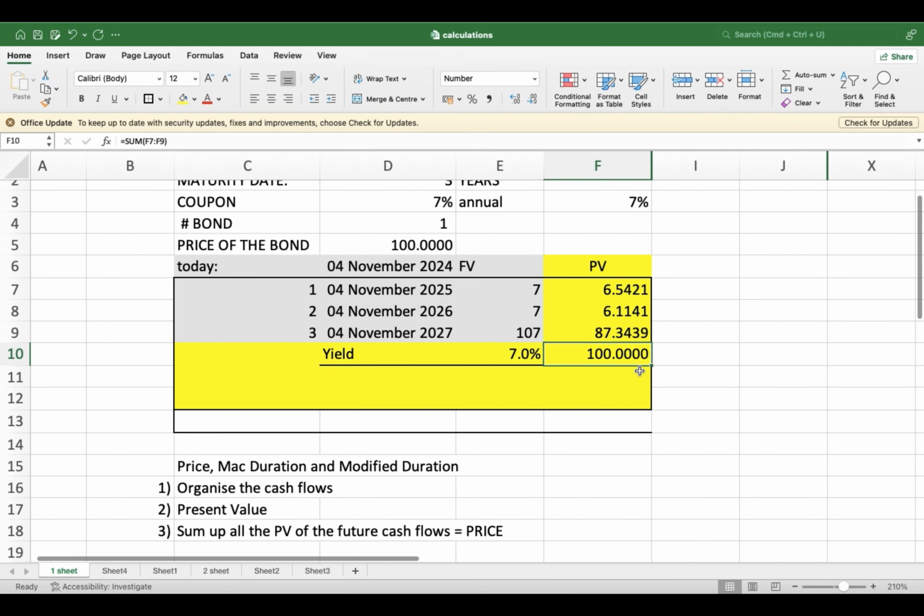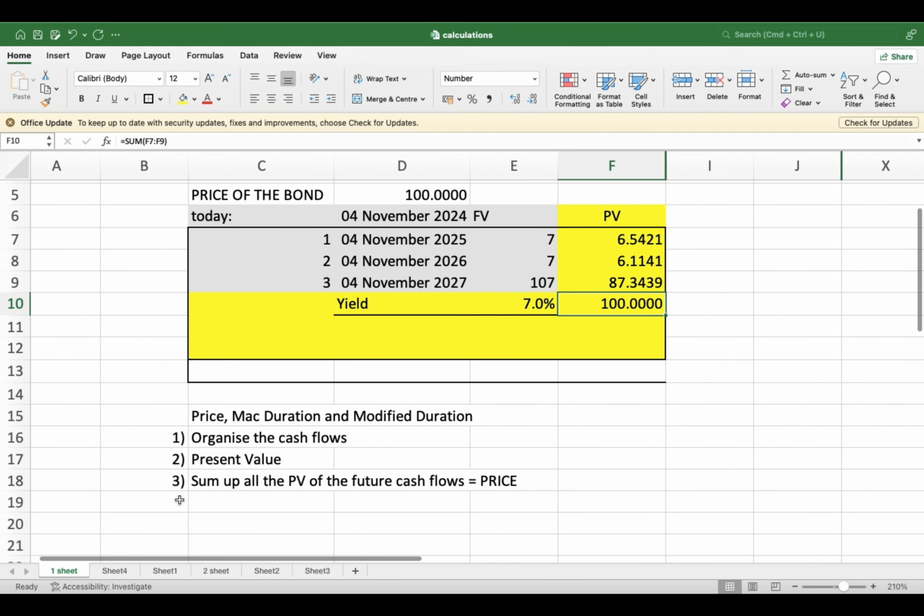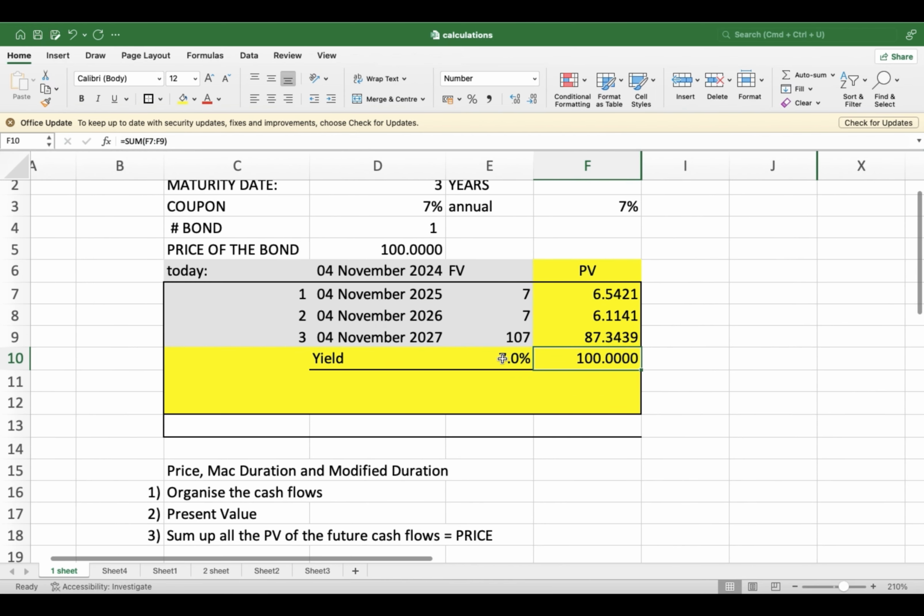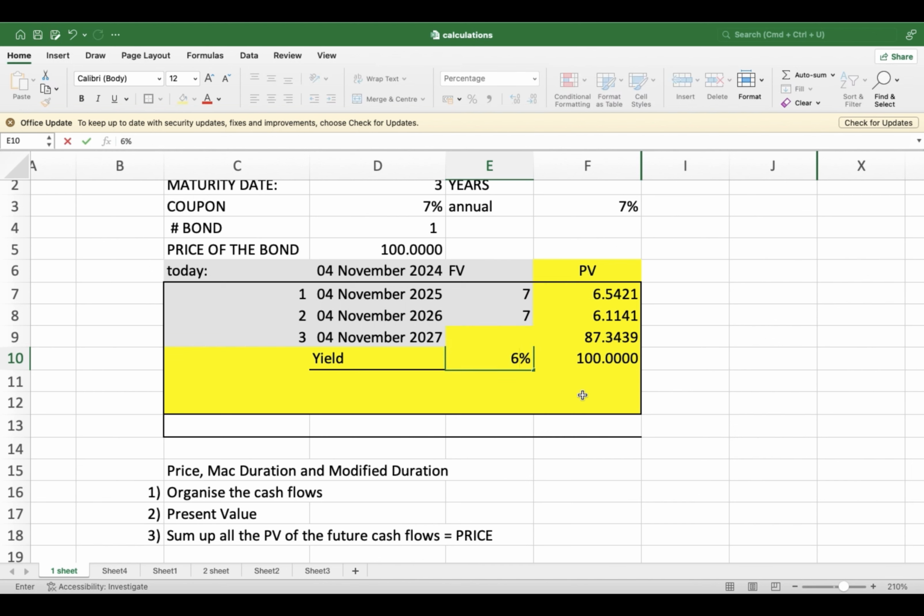Now let us understand. We always discussed that price and yield are inversely related. That means if the yield goes down, let's assume from 7 to 6, the price should go up. Let's check that, and the price jumps to 102.67. Correct, as the yield moves lower, the present value becomes higher. If the yield keeps moving lower, the present value keeps going higher and higher.